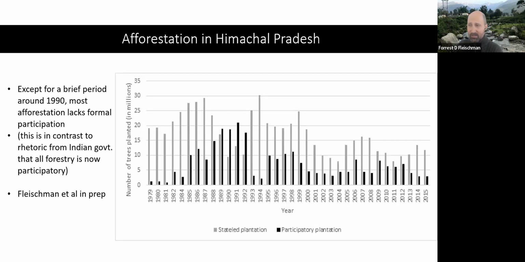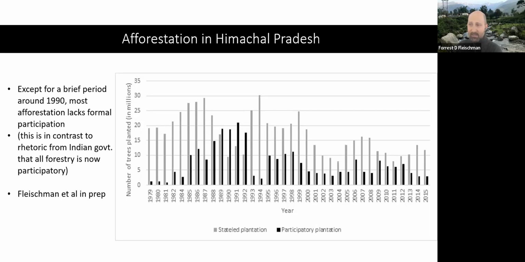The gray bars are the bars of the sort of traditional, what we call state-led plantation drives, in which there is no formal mechanism for involving local people in decision-making or management. And I want to point out that the government of India tends to say that all our forestry is participatory. We involve local people in everything. And our analysis of this data, I think, pretty clearly shows that that's not the case.